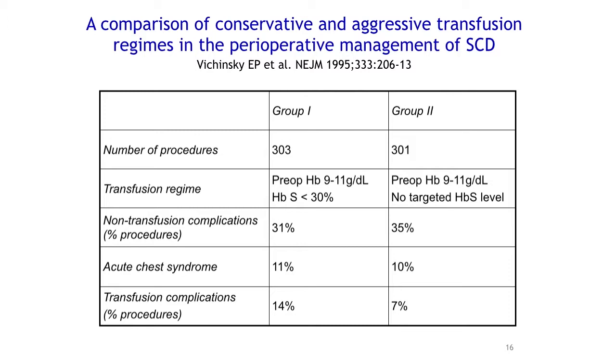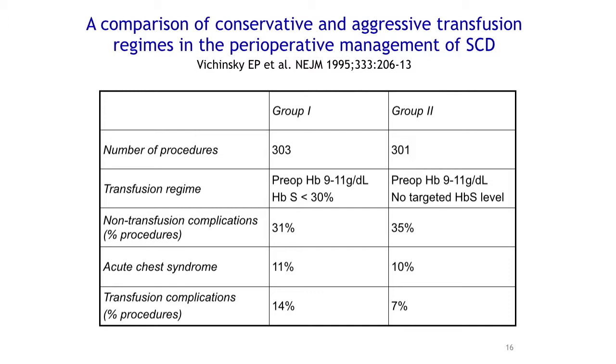Almost all of the parameters were similar. They looked at the non-transfusion complications relating to the surgery. They looked at the acute sickle cell related complications, the events, that's acute chest syndrome, and then the transfusion complications.